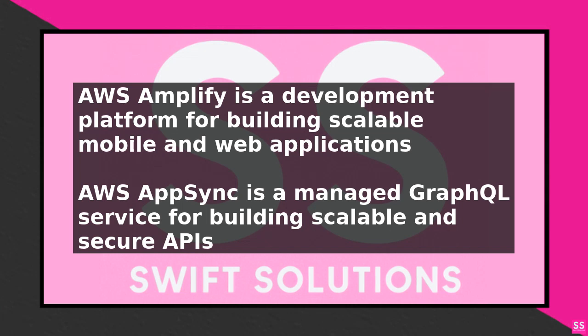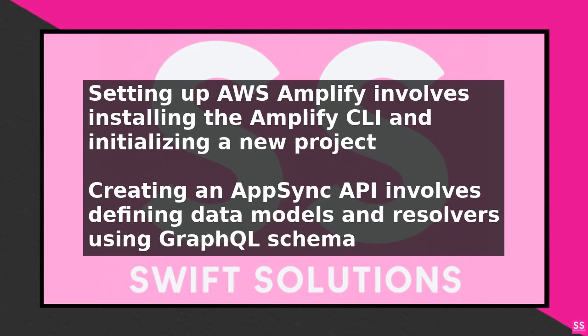Step 1. Setting up AWS Amplify. To start, you need to set up an AWS Amplify project, which involves installing the Amplify CLI and initializing a new Amplify project. You can do this by running the command amplify init in your terminal and following the prompts to set up your project.